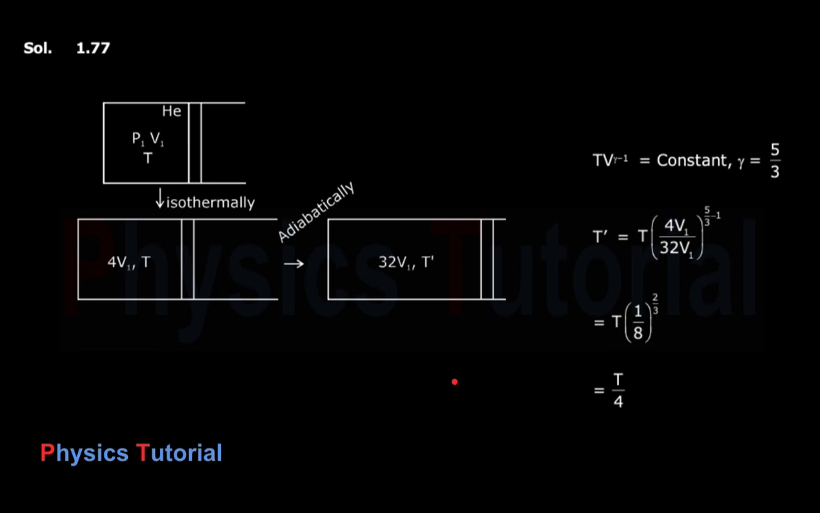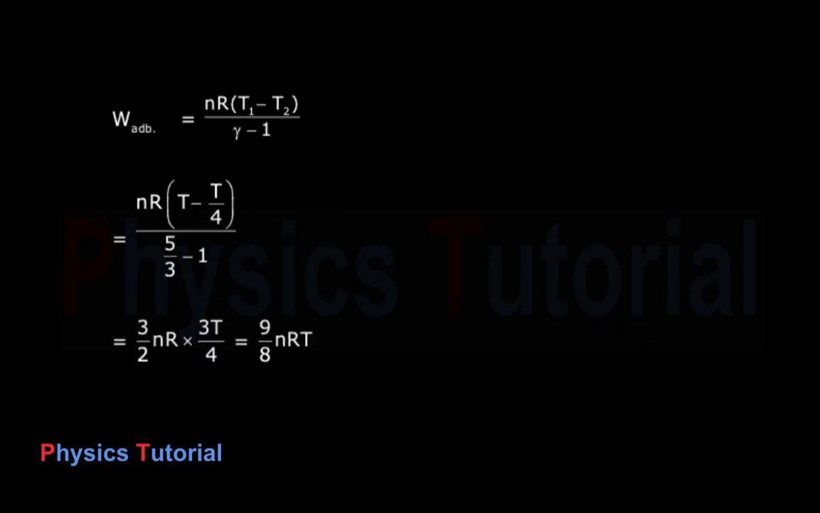So using this T/4 in the formula for W, as you know, the W for adiabatic will be nR upon gamma minus 1 into T1 minus T2. Yes, so substitute this value over here, and instead of T1, that is T, and T2 we have already calculated over here, that is T/4. So substitute this value T/4 over here, and gamma, that is 5/3. Substituting this value, we find 9/8 nRT.